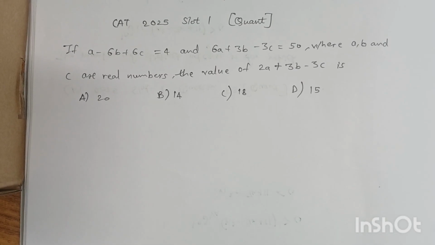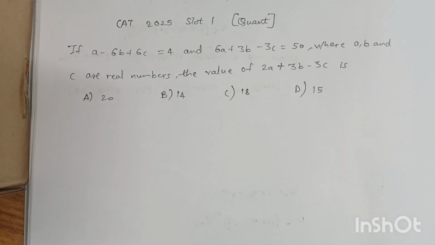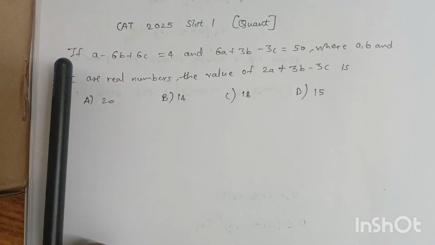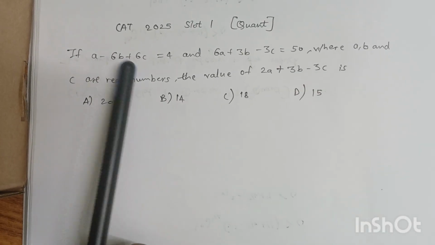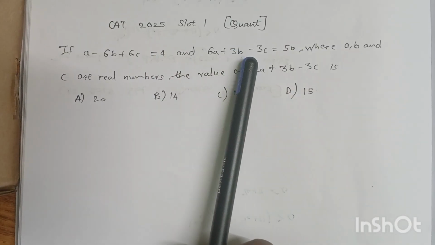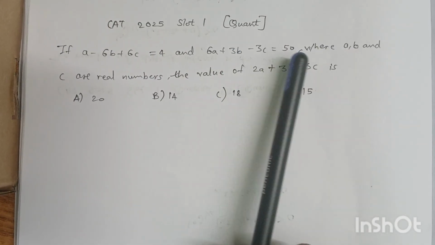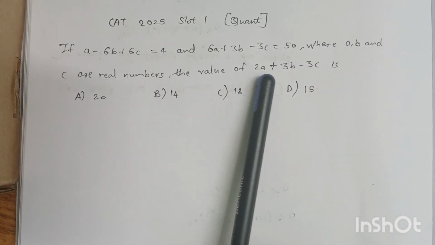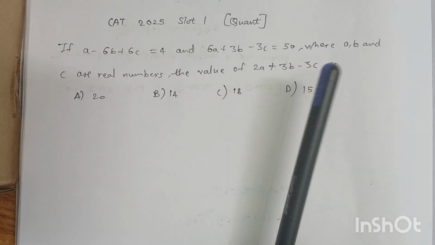The next problem is from CAT 2025 slot 1 quant. The question is as follows. If a minus 6b plus 6c equals 4 and 6a plus 3b minus 3c equals 50, where a, b and c are real numbers, the value of 2a plus 3b minus 3c is.